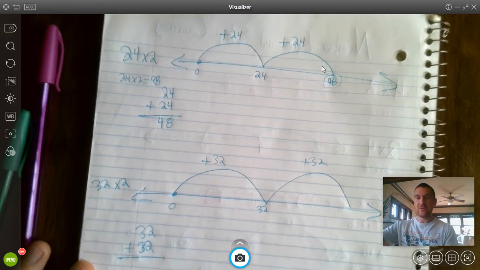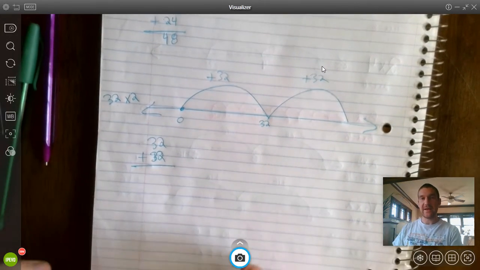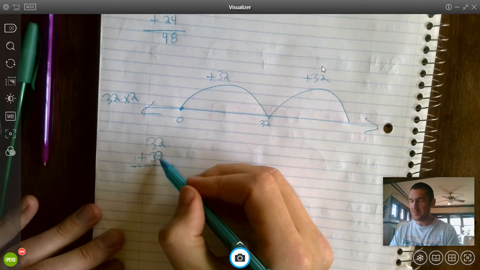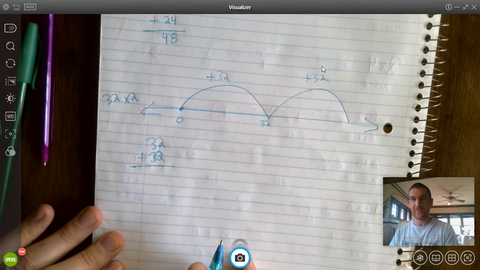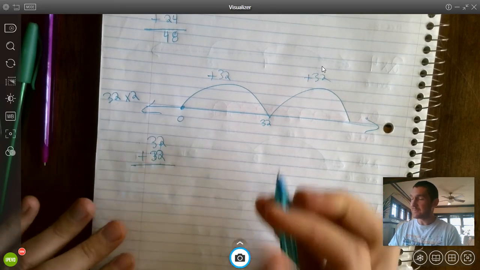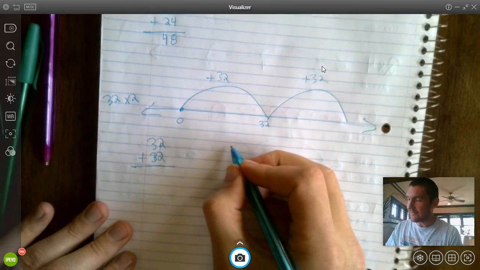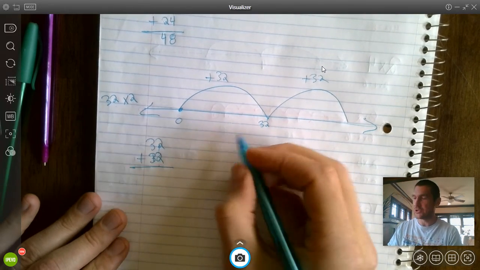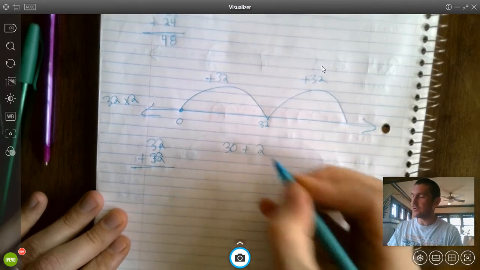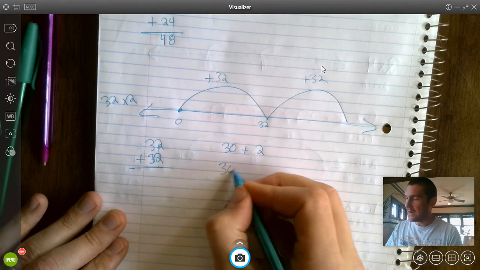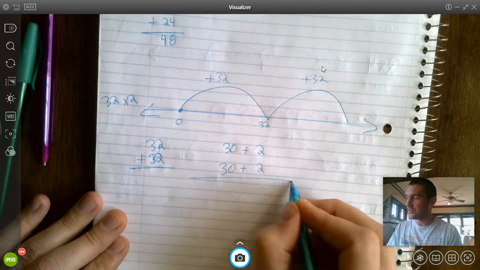If we add 32, add another 32, how many ones would we have? How many tens would we have? Okay? Remember, it's okay to split it up as well. If you think about it, it's called expanded notation. If you think about 32 like 30 and 2, and then another 30 and 2, okay?